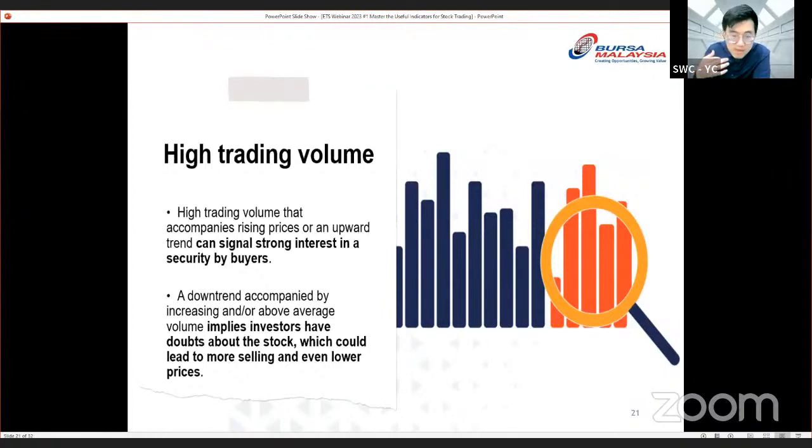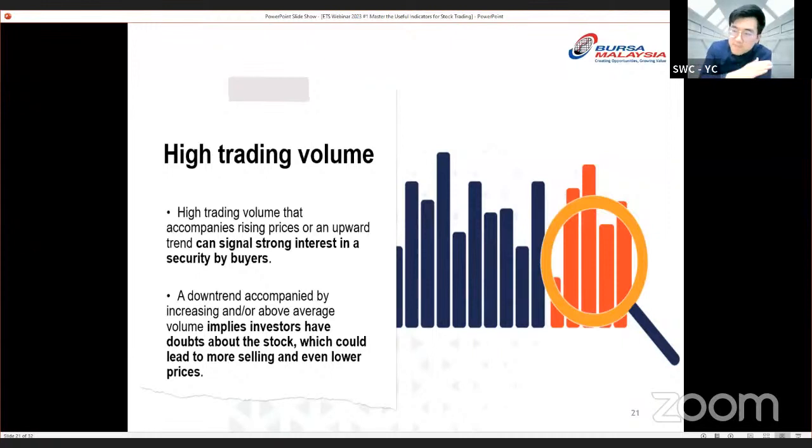Later we will discuss how to see it, but just for now, I just want to remind you of the mistake that a lot of people make. Basically, if the price is going up and it comes with high trading volume, it means this counter still attracts a lot of people's attention. Simple as this.